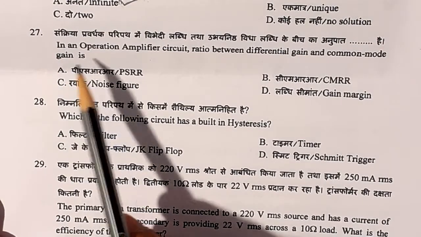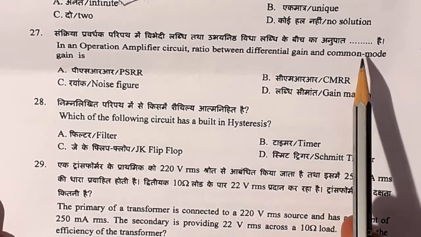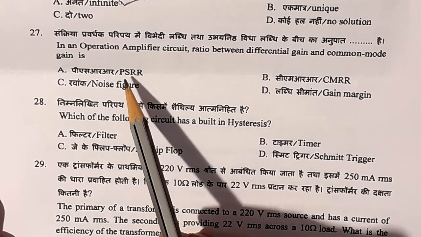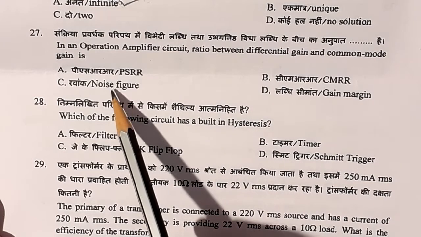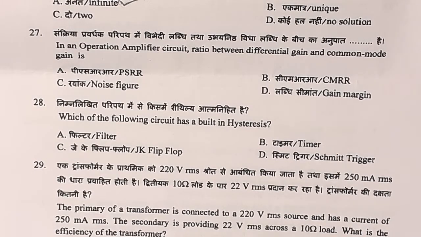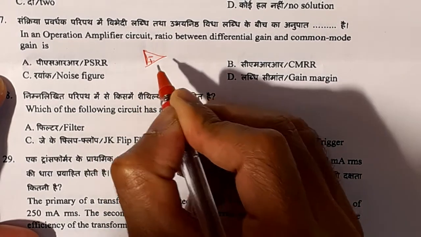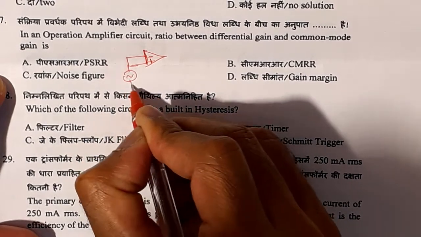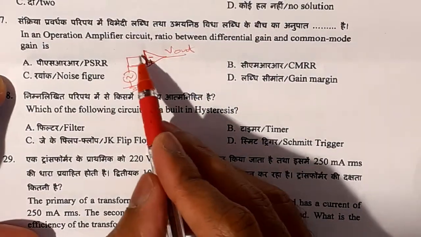Question number 27. In an operational amplifier circuit, the ratio between differential gain and common mode gain is. Option A, PSRR, power supply rejection ratio. Option B, CMRR, common mode rejection ratio. Option C, noise figure. Option D, gain margin. So this is the op-amp. When you consider one op-amp, this is the minus and this is the plus. These are the two inputs. We will short these two inputs and apply the same signal. This is what is called common mode. We will get the output.